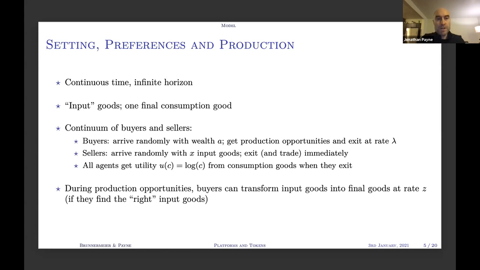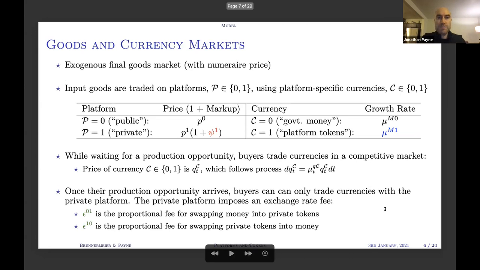Okay. So what do these production opportunities do then? Well, when one of these production opportunities arrives, buyers can transform their input goods into final goods at some rate Z, so long as they find the right input goods for them to be able to use with their production technology. So that's the setting with the preferences and production. I tried to make it as simple as possible. What do these markets end up looking like? Well, there's a final goods market, but for this talk, we're just going to leave that as exogenous, and we're going to think of that as having the numeraire price.